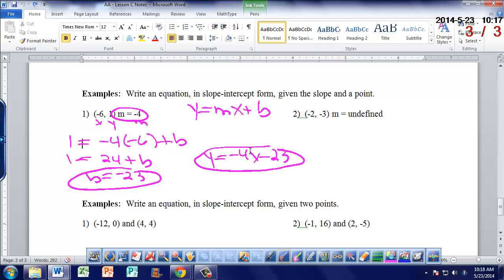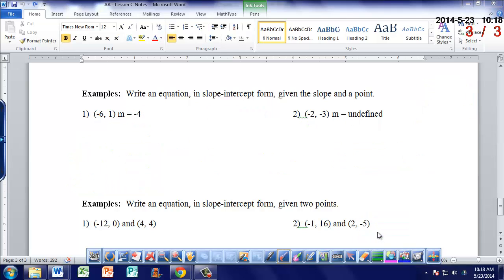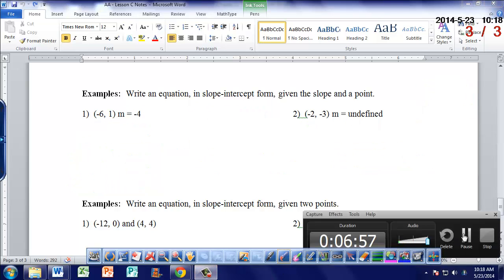Now, it's really good if you memorize the horizontal and vertical lines. If m is undefined, that means our slope is vertical. Okay? This is an undefined slope. If we have a horizontal line, the slope is 0. When I see it's undefined, I know it's going to be an x equals equation. What is your x at? -2. That's it.